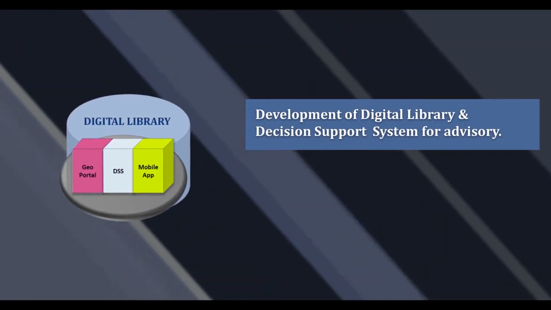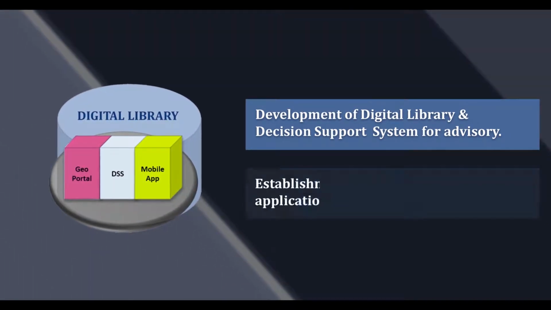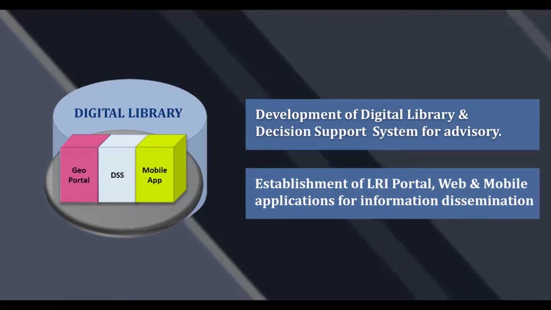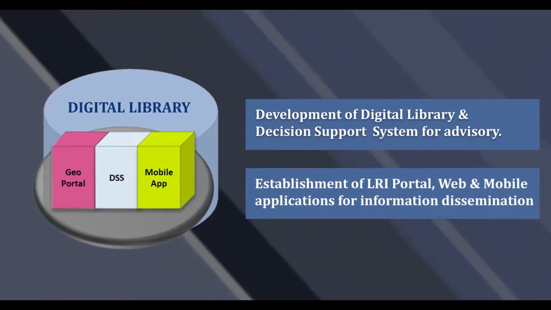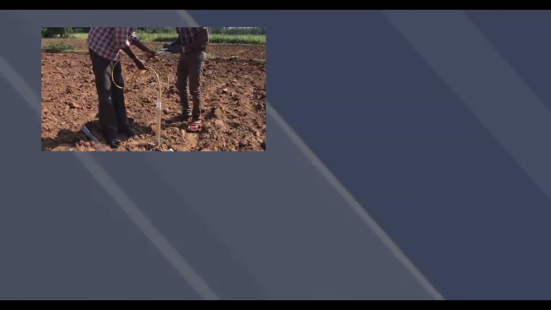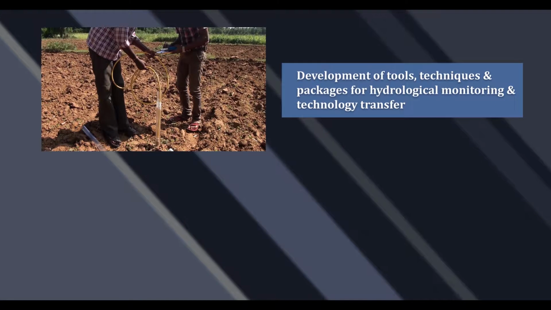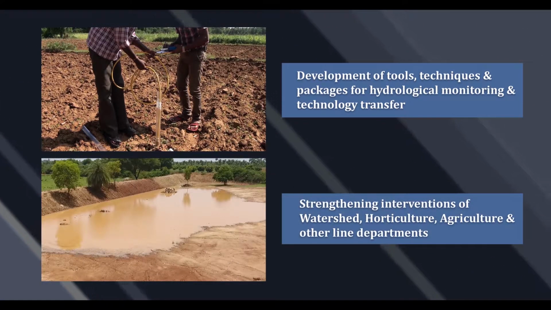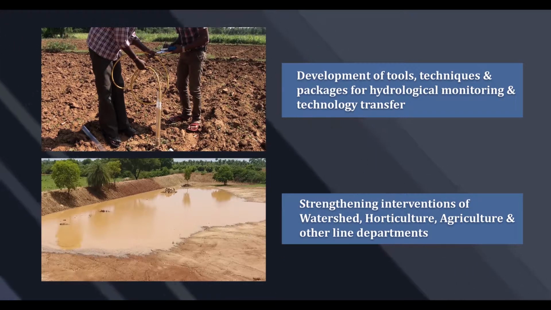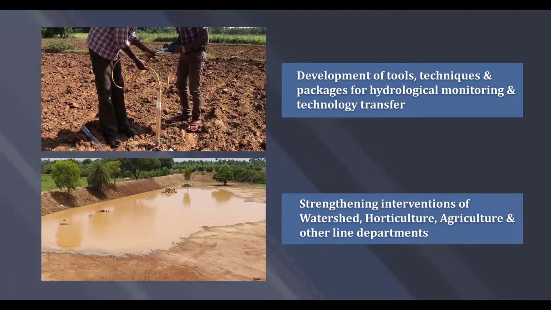Development of digital library and decision support system for advisory. Establishment of LRI portal, web and mobile applications for information dissemination. Development of tools, techniques and packages for hydrological monitoring and technology transfer. And strengthening the interventions of watershed, horticulture, agriculture and other line departments in rain-fed areas.